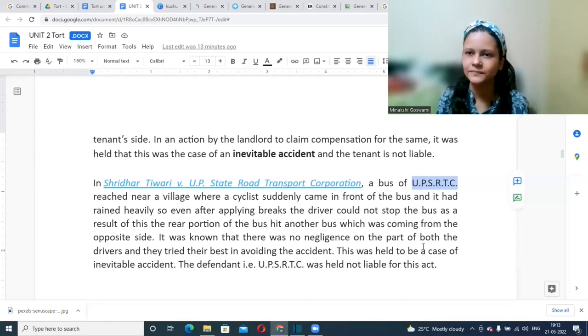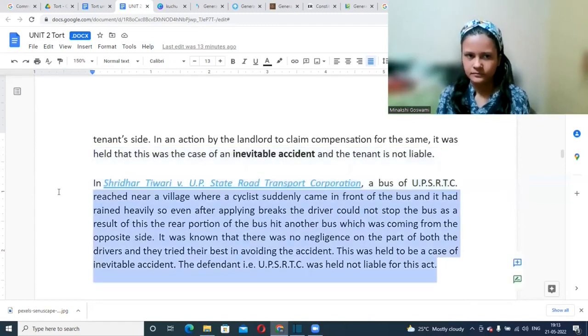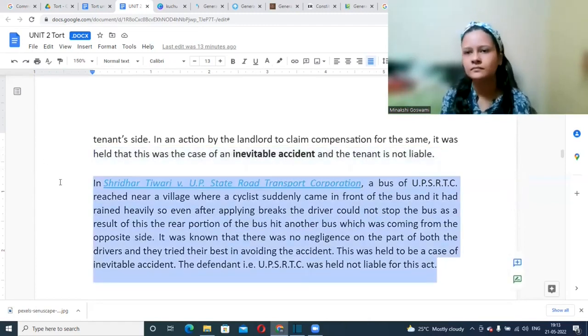Is it clear? Yes, ma'am, but he will be getting compensation, right? Because as we discussed previously, loss is loss. He is anyway facing the loss, the cyclist. Who?